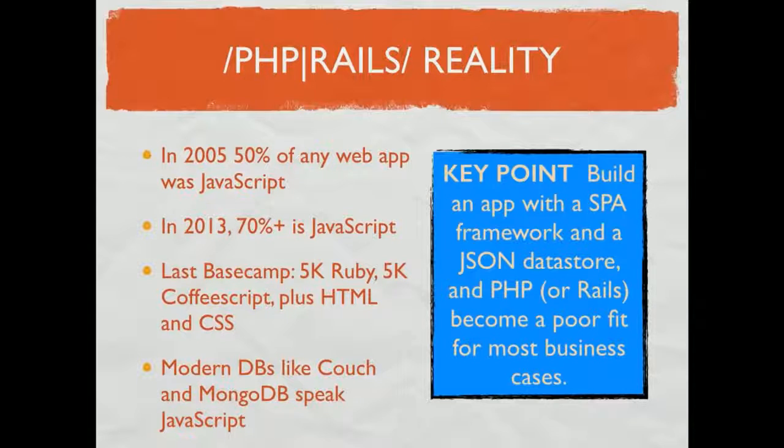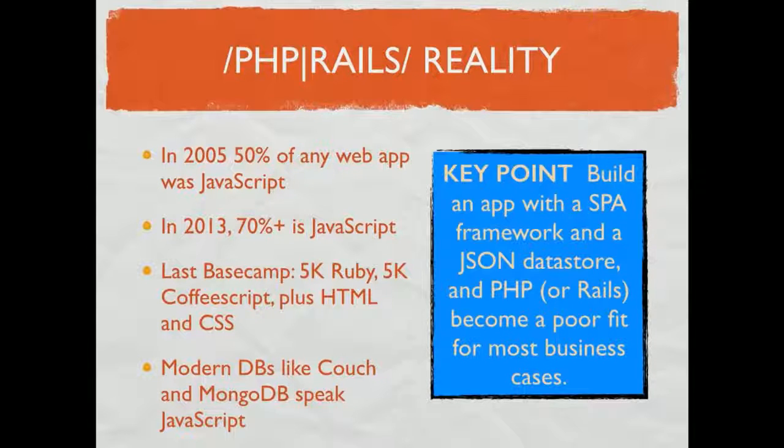So in 2005, 50% of any web app was JavaScript in the browser, and it was all hacked in to give a good user experience. And what that resulted in was duplication of code, because you have to duplicate that same scenario that you've done on the server already in the browser.